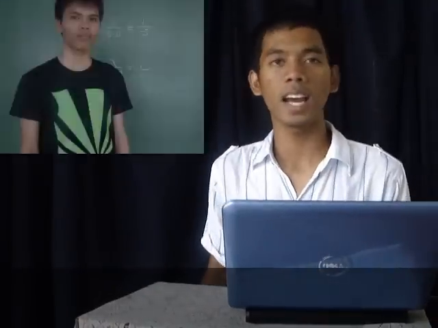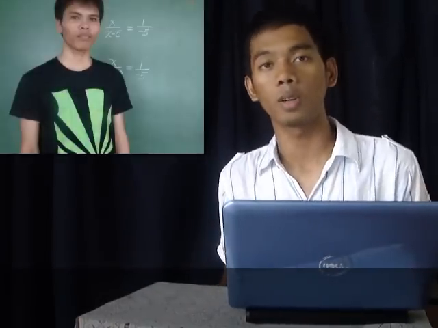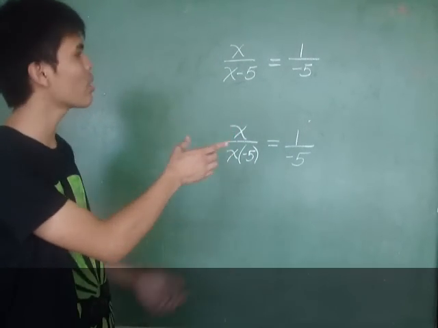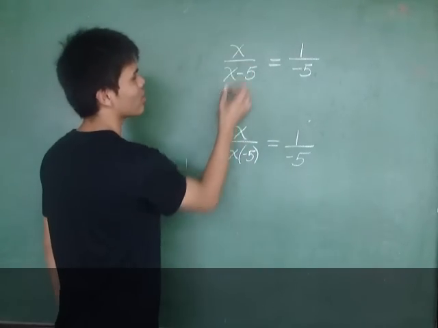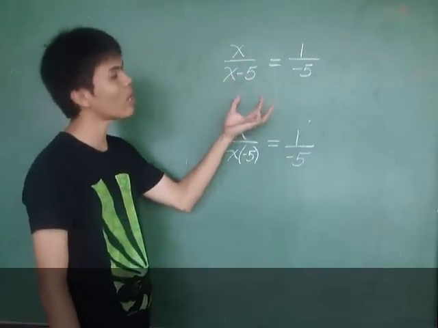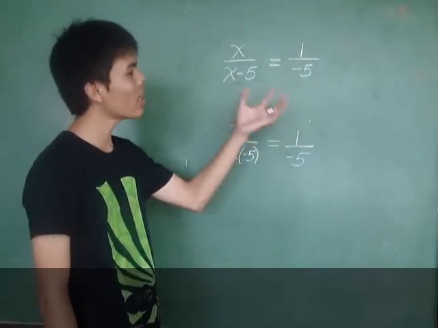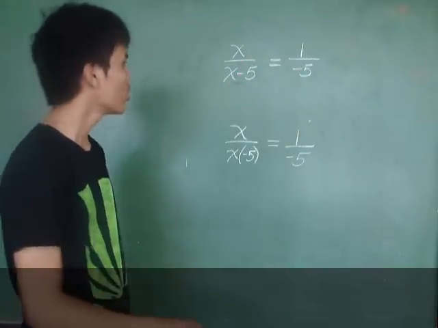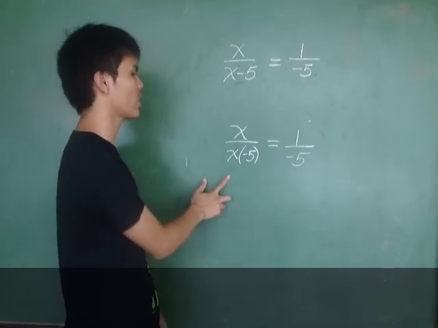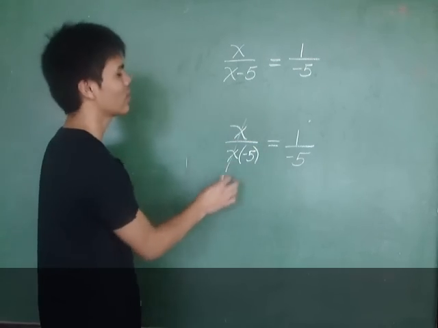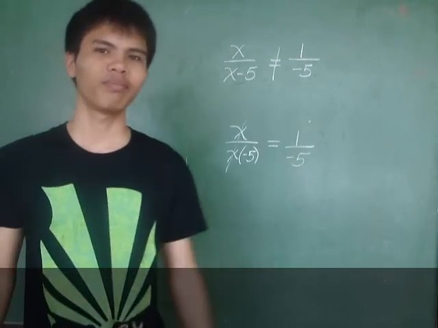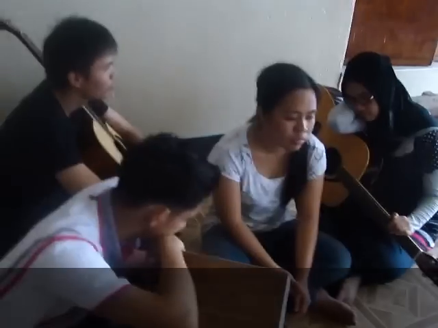Top 3. Cancellation. Cancel factors, not individual terms. Our top 3 here, we have a common misconception. They cancel x's. In this example, x divided by x minus 5 is equal to 1 divided by negative 5, which is very wrong. This is only true if negative 5 is the numerical coefficient of x. Then you can cancel x's, which is equal to 1 over negative 5. So this is very wrong.